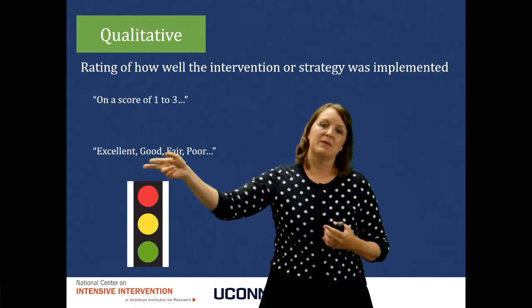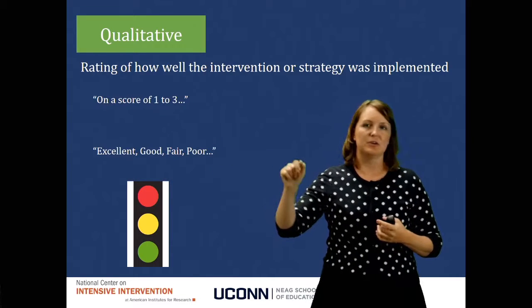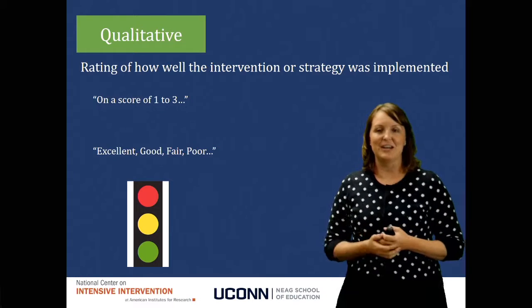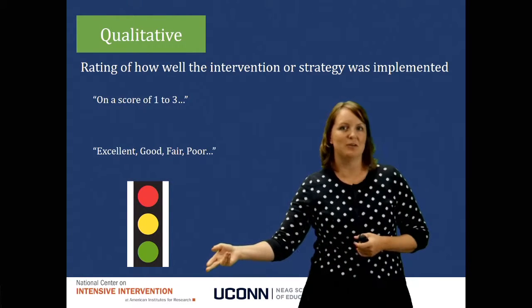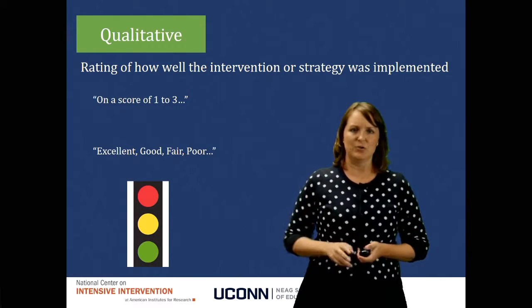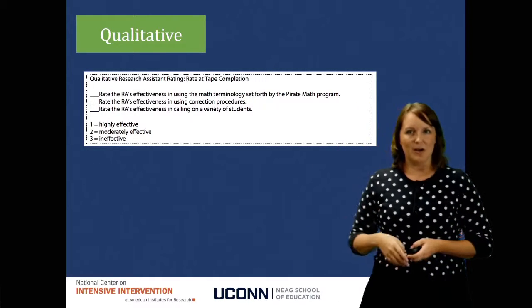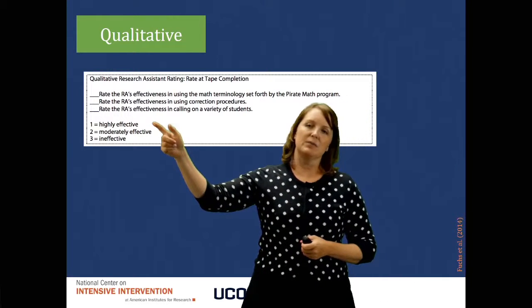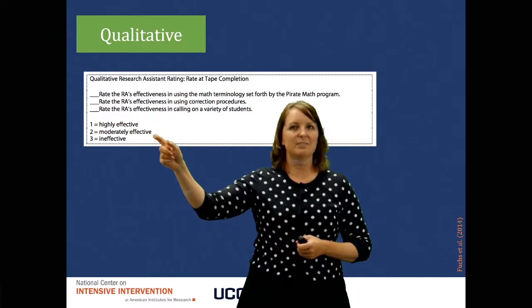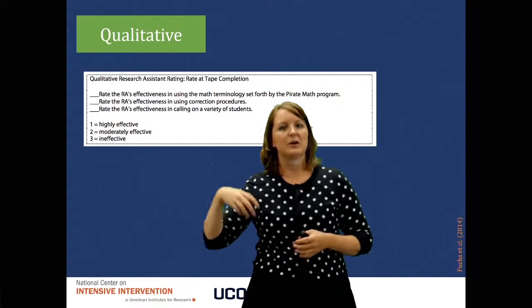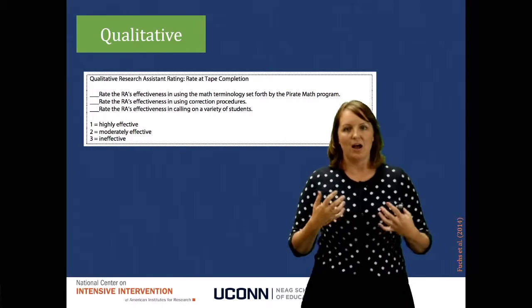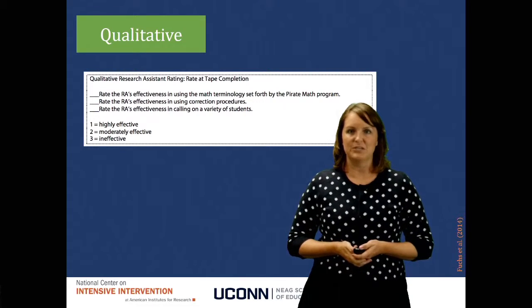Or maybe we provided a score, excellent, good, fair, or poor, or maybe even rated students or teacher fidelity according to a traffic light, where green means great and red means not so great. Here's an example of a qualitative checklist. Here was the research assistant. Were they highly effective, moderately effective, or ineffective? So that would be how we would look at the quality of the fidelity of implementation.